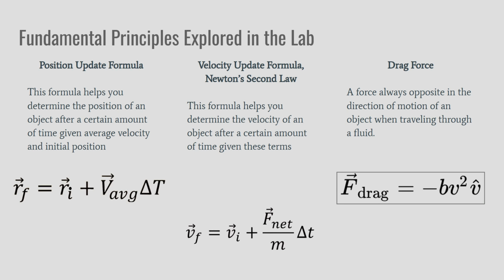So the first one is the position update formula, which helps to determine the position of an object after a certain amount of time given the average velocity and initial position of the object. You can see the formula below. Next, the velocity update formula helps you determine the velocity of an object after a certain amount of time given the terms shown in the equation. You need the initial velocity and the time, but also the acceleration of the object.